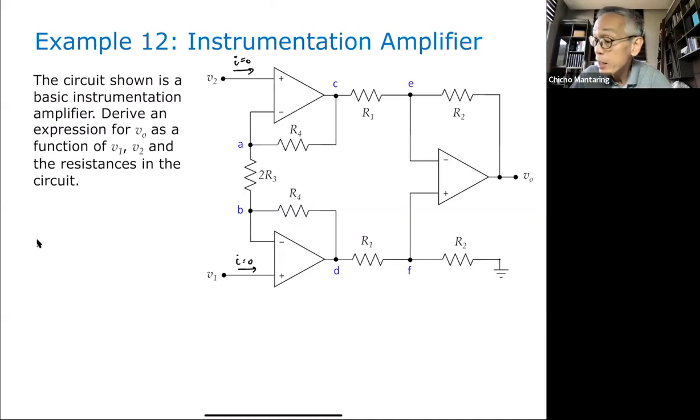So if V plus is equal to V minus, V2 will be equal to V sub A, and V1 will be equal to V sub B. The voltage here will be equal to the voltage here, and therefore if this is V2, this V sub A will also be V2. If this is V1, V sub B will also be V1. And then the other is V sub E will be equal to V sub F.